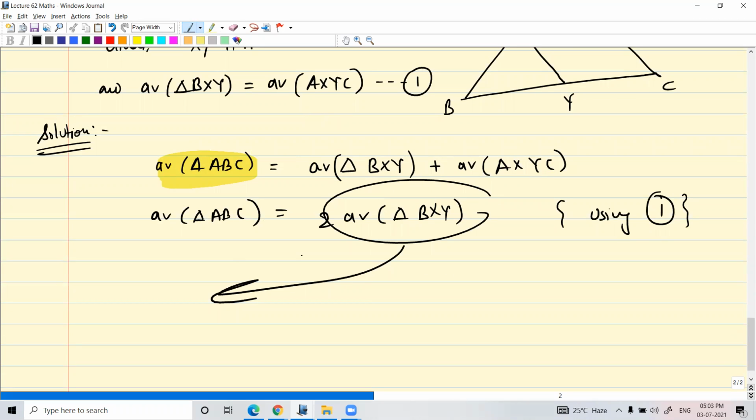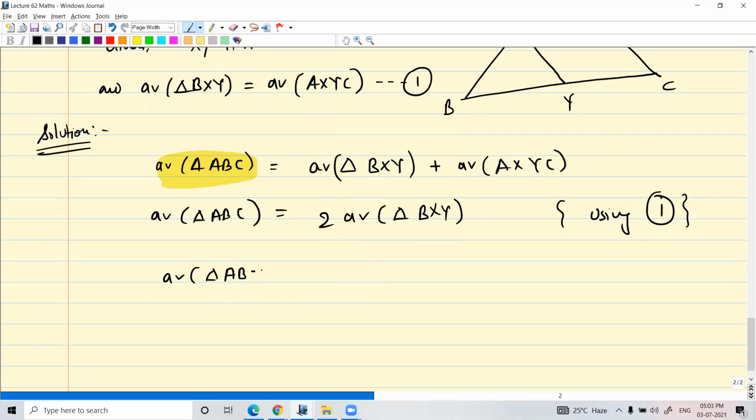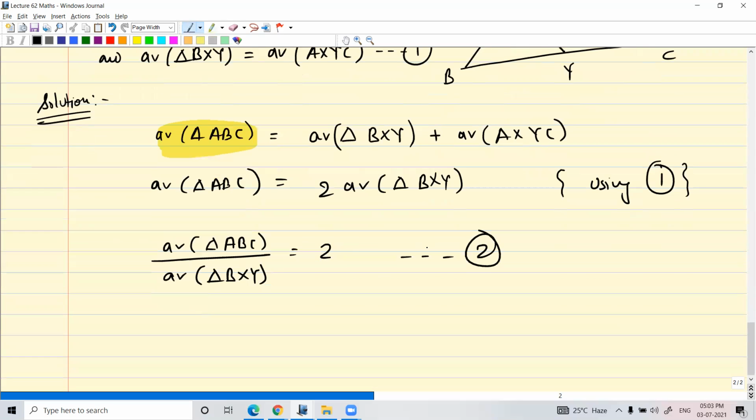Bring this to the left hand side. So it will be equal to what? Area of triangle ABC by area of triangle BXY is equal to 2. But what do we know? No need to even call it 2.